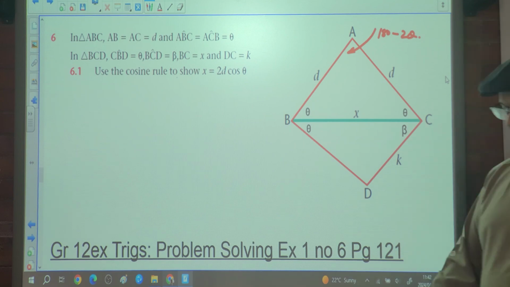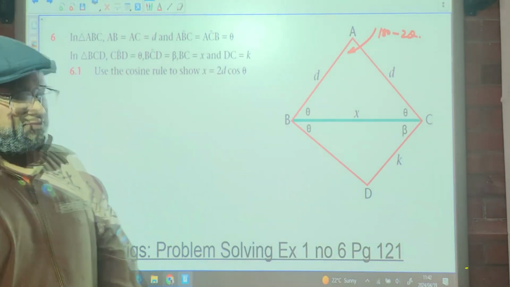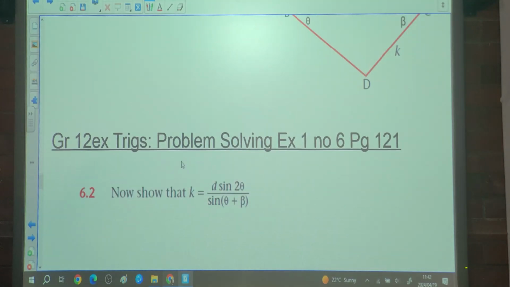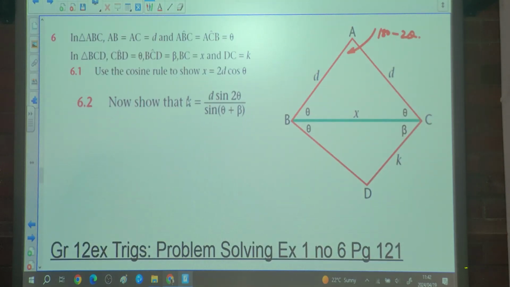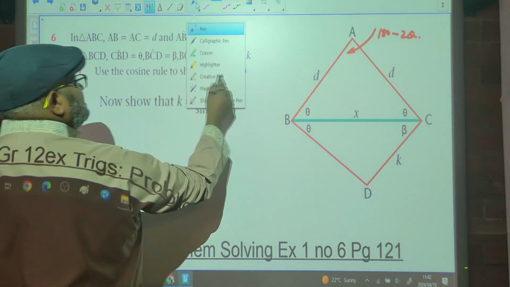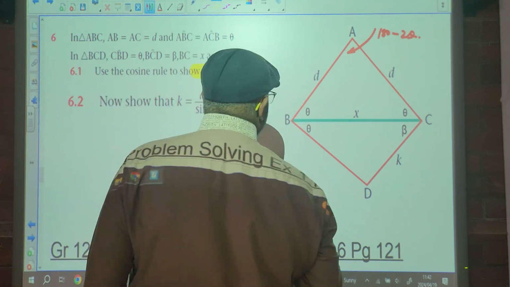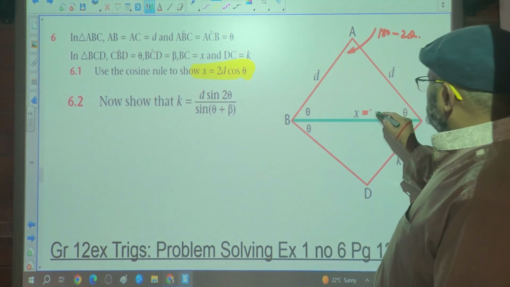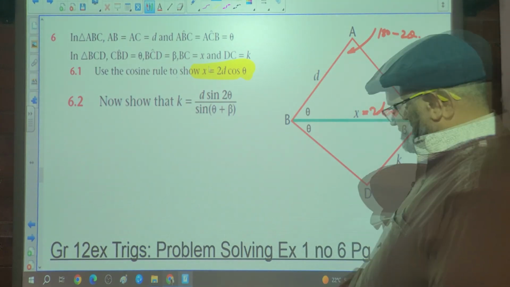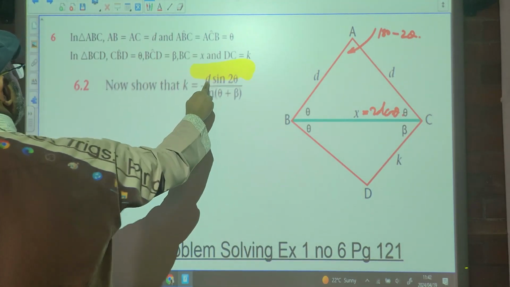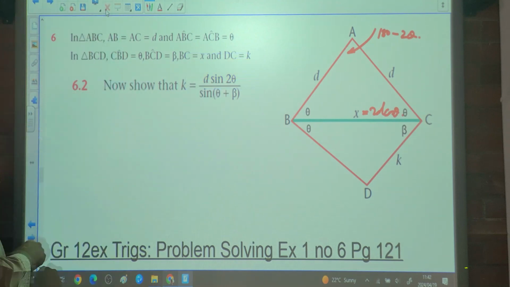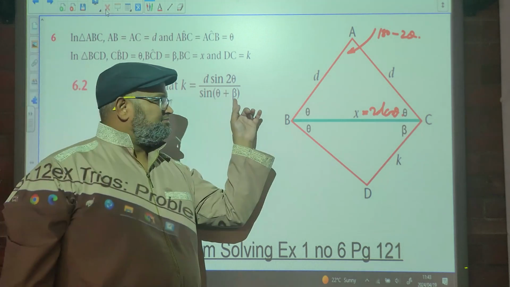Okay. Let's look at question 6.2. Question 6.2 says now show that. So just keep in mind that we have proven this here, which is equal to 2d cos theta. Now the question says, now show that k is equal to d sine 2 theta over sine theta plus beta.